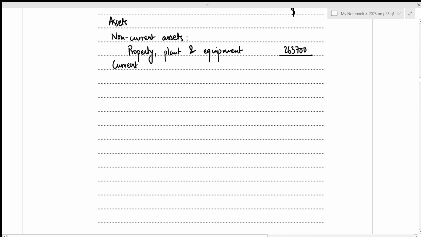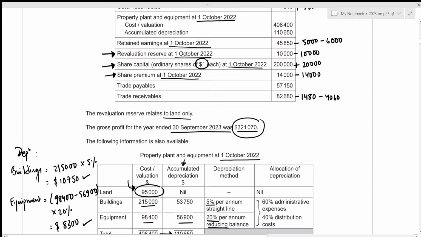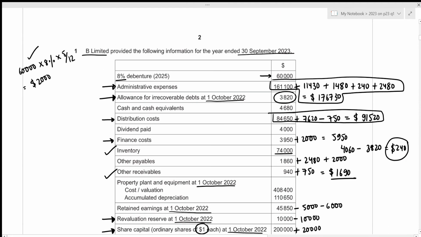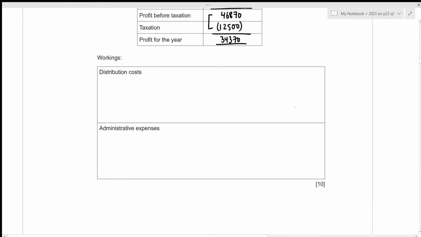Now let's move towards the current assets. So within our current assets, we first need to include the trade receivables at the value of 82,680 minus 1,480 minus 4,060, which results in 77,140. Then we have other receivables at the value of 940 plus 750, which results in 1,690. We need to include this. Then we have inventory of 74,000, and we have the cash and cash equivalents right here of 4,680. Those are our 4 current assets. Let's write it down.